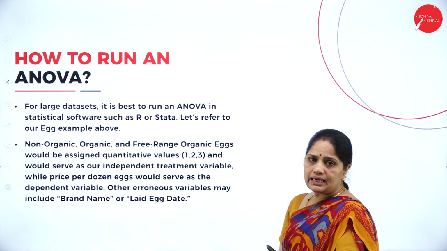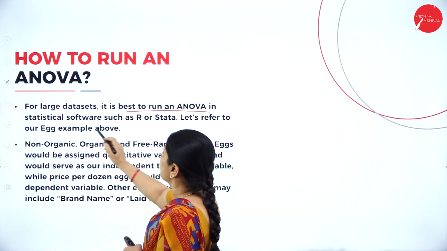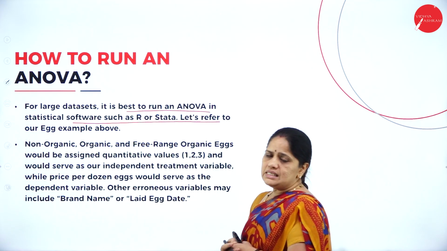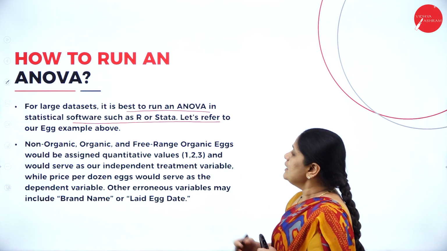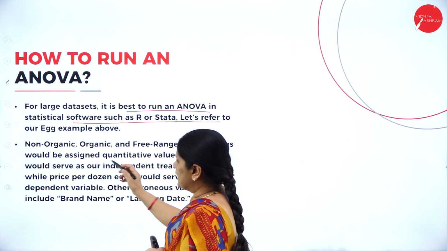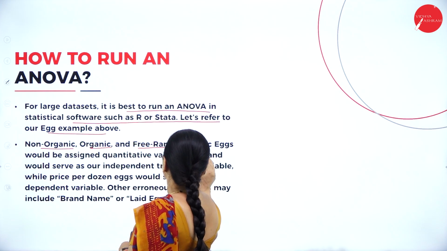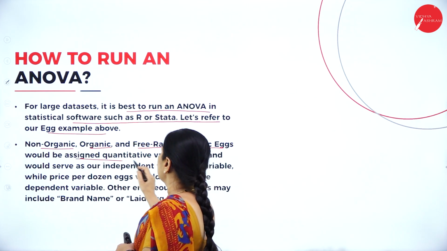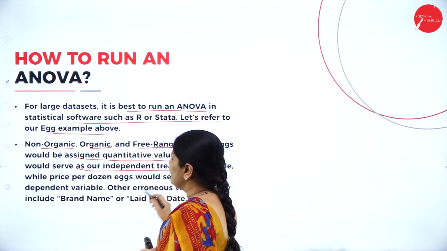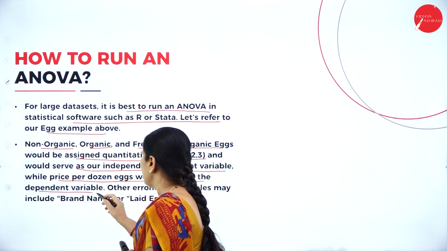Then, how to run an ANOVA? For large data sets, it is best to run an ANOVA in statistical software such as R or Stata. Usually we use R or Stata to run the ANOVA. Again, we have an example here. Non-organic, organic and free-range organic eggs would be assigned quantitative values and would serve as our independent treatment variable, while price per dozen eggs would serve as the dependent variable.